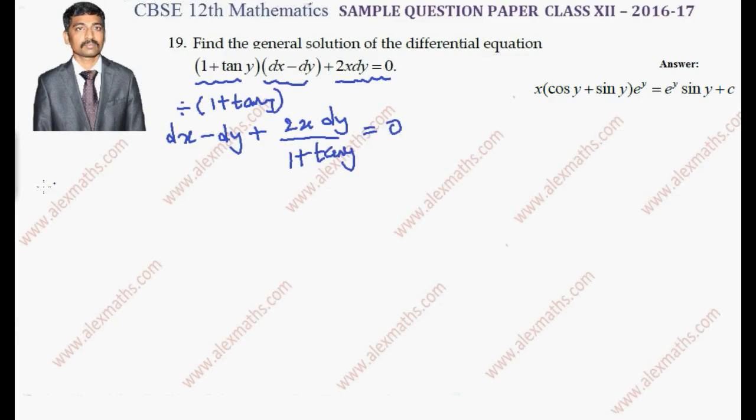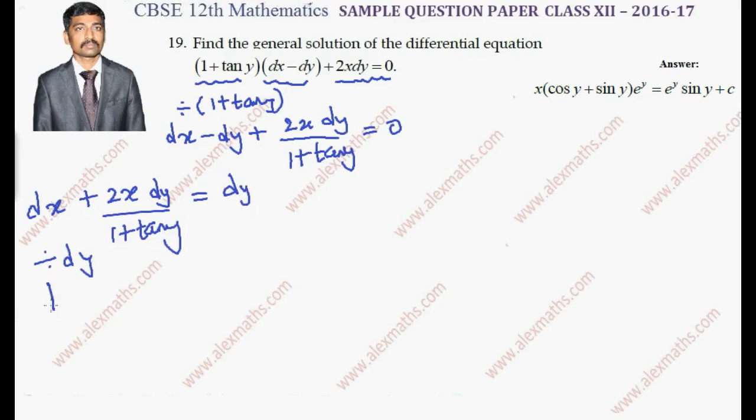We'll carry dy to the other side. So dx + 2x dy/(1 + tan y) = dy. We have to divide everything again by dy. So we get dx/dy + 2x/(1 + tan y) = 1.